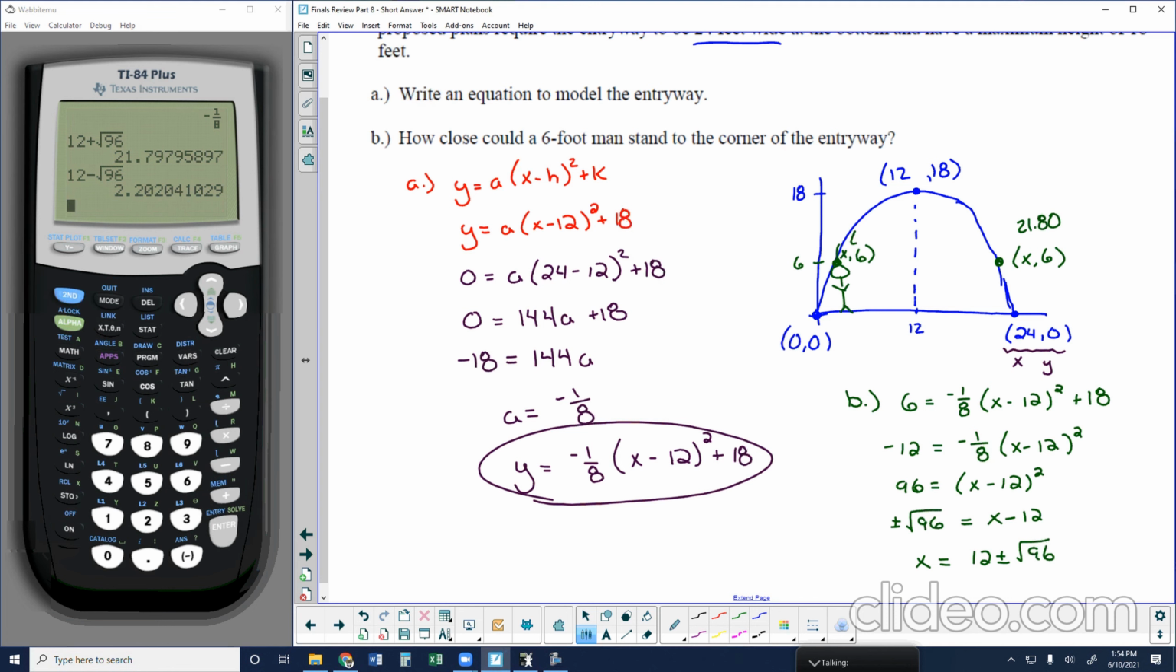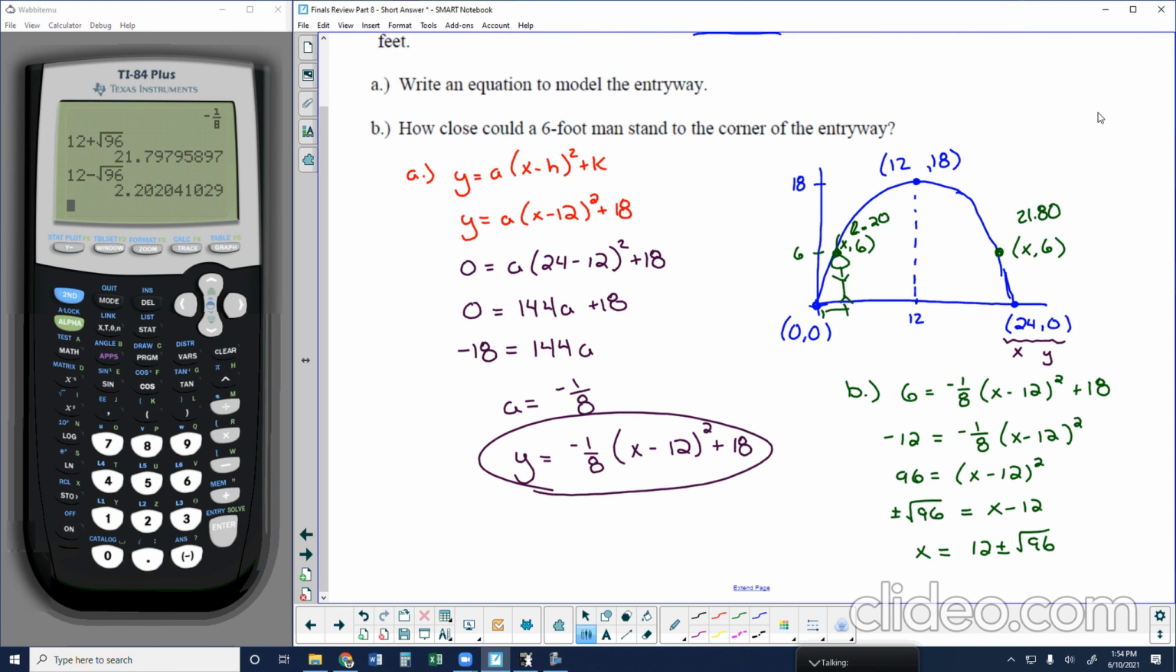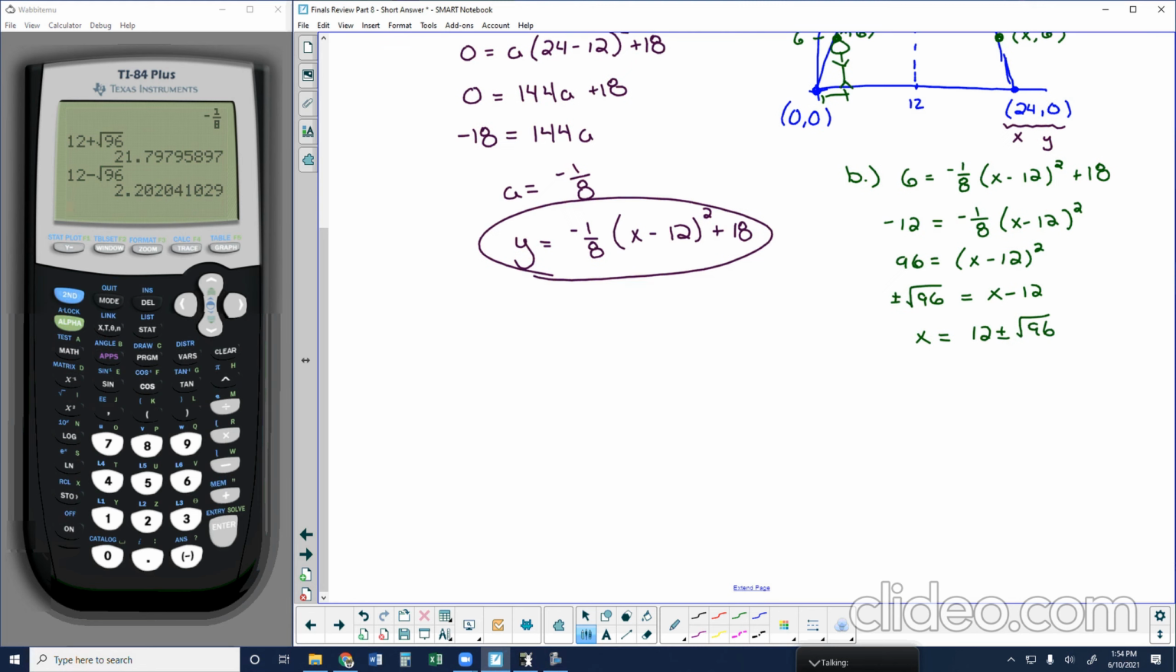so approximately 2.20, which is easiest to find how far he is from the corner. That would be the x units moving to the left of, or to the right of, (0, 0). So he'd stand approximately 2.20 feet from the corner.